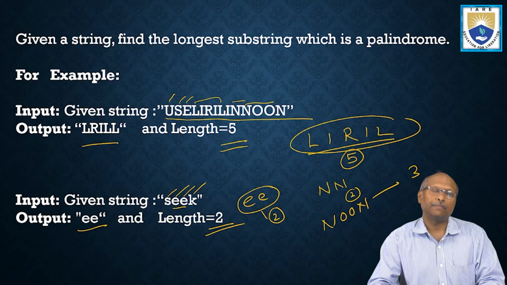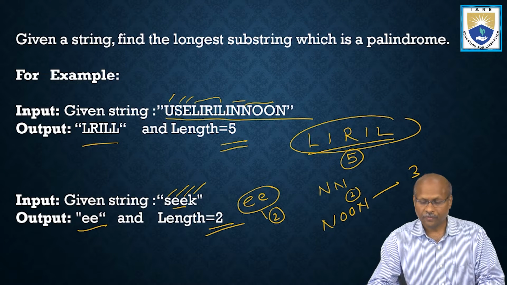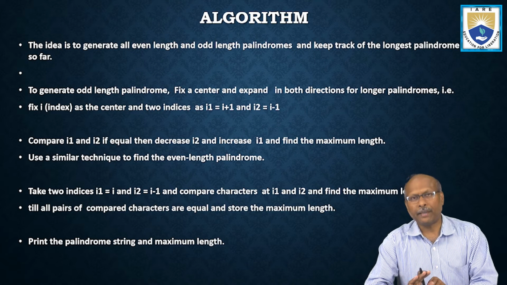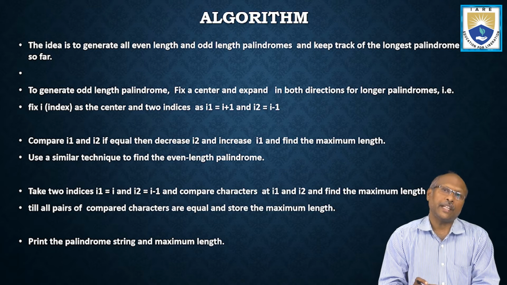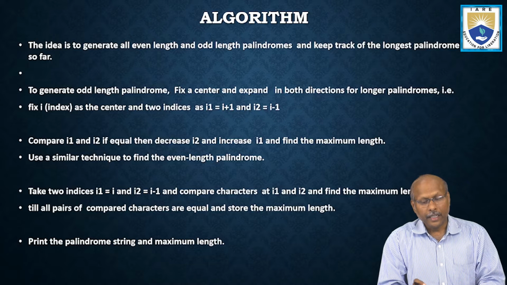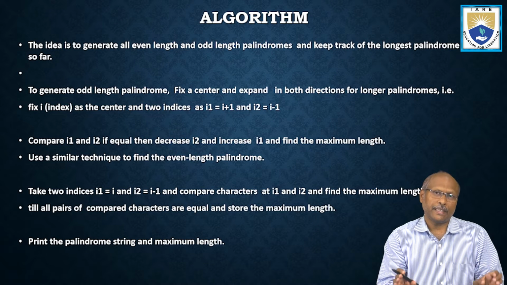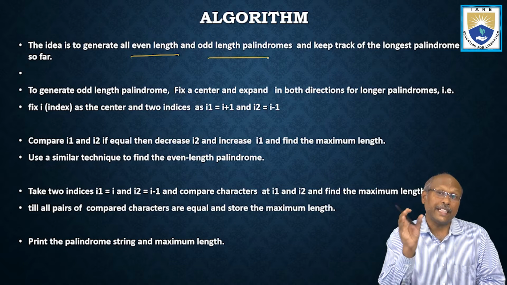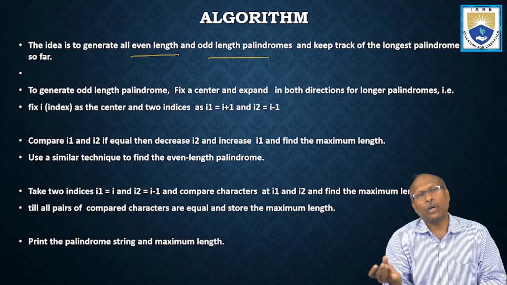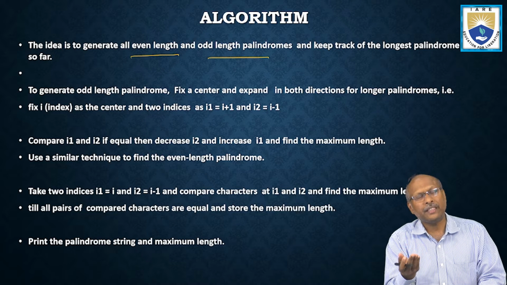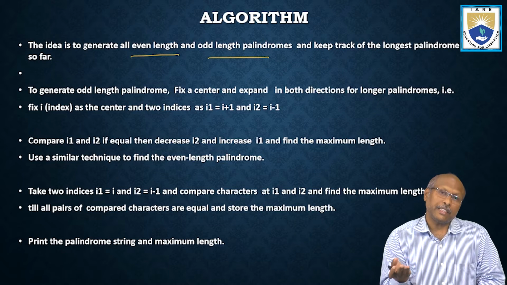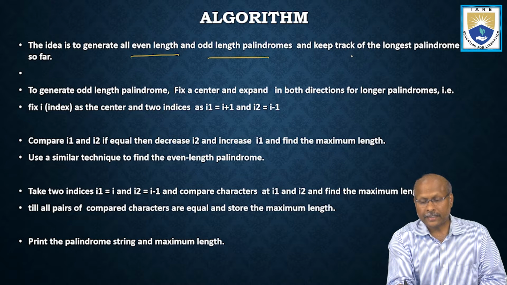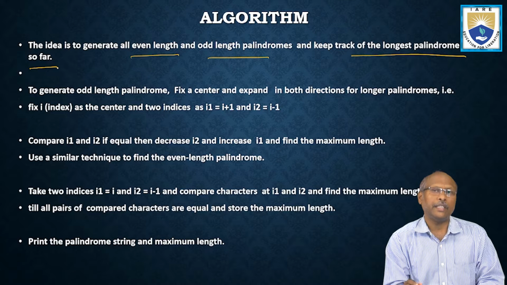So how do we solve this problem? You have to apply some algorithm for this. There is a simple idea behind it. The idea is to first generate all even length as well as odd length palindromes. Because in a string there are many substrings, out of which some are palindromic and some are non-palindromic, and some are even length and some are odd length. So first generate all of these and track the longest palindrome seen so far. This is the main goal.